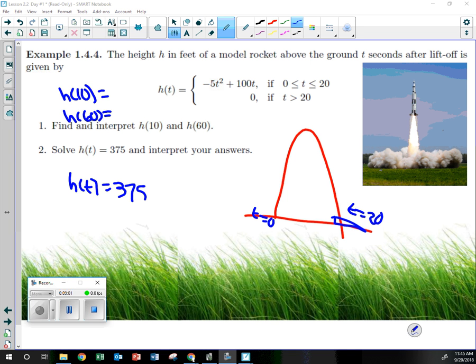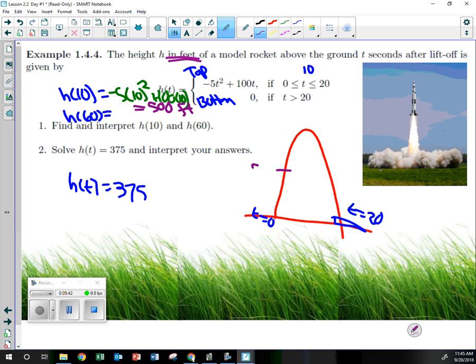All right. So for this first one, where do you put the 10? The top or the bottom one? The top, because this 10 is between 0 and 20, so you're going to use that top function. So then we're going to put the 10 in and get -5 times 10 squared, which is -500, plus 100 times 10, which is 1,000. Negative 500 plus 1,000 is 500. So this is going to be equal to 500, I think it's feet off the ground. So it's going to be about here, 500 feet.